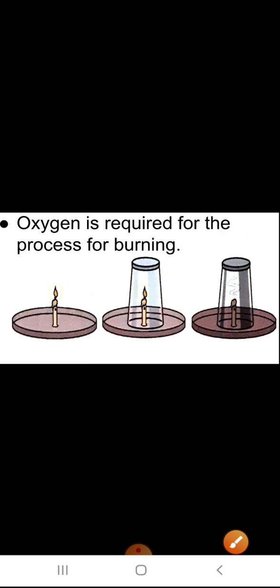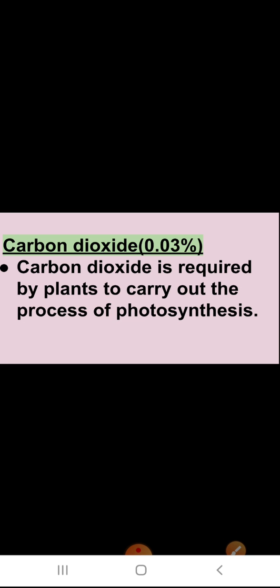This activity, if you haven't done it, try it once. And we have studied that carbon dioxide is present 0.03% in the atmosphere, and it is very important to carry out the process of photosynthesis. What is photosynthesis? Photosynthesis is the process used by plants to prepare their food in the presence of sunlight. They also use carbon dioxide.